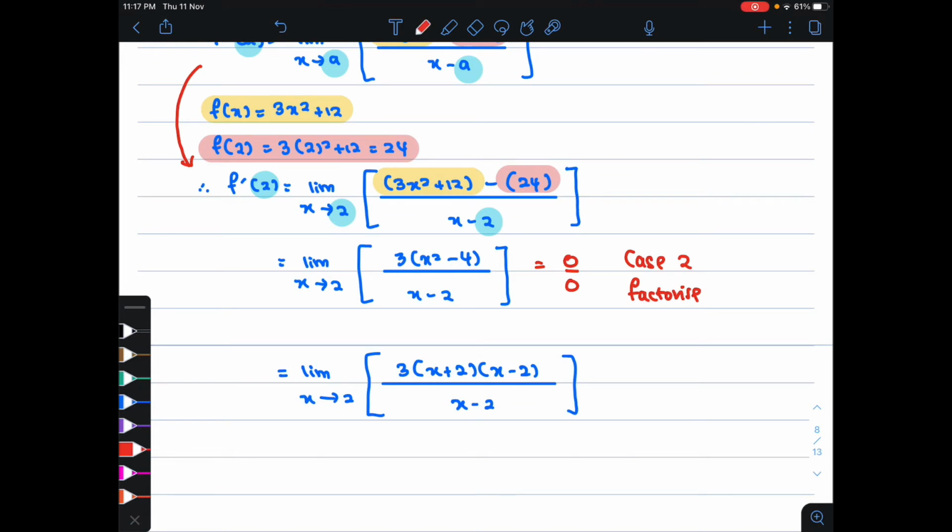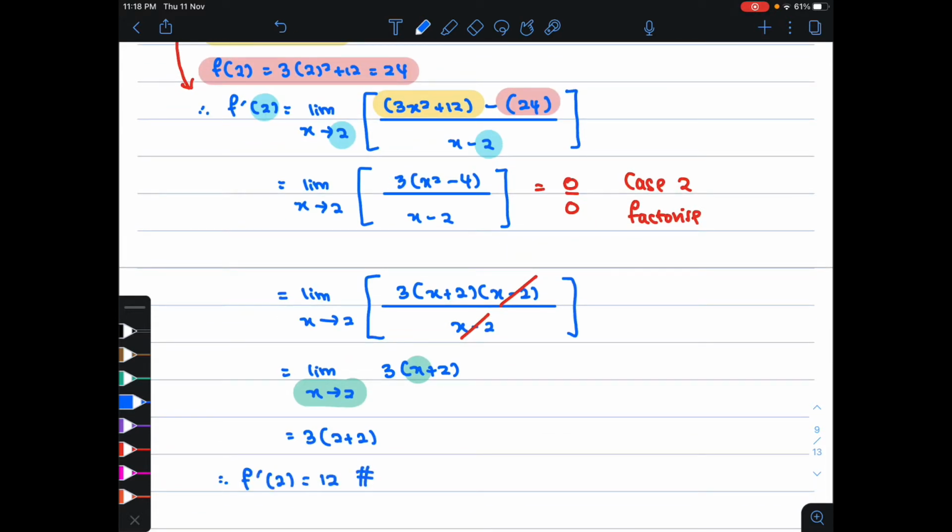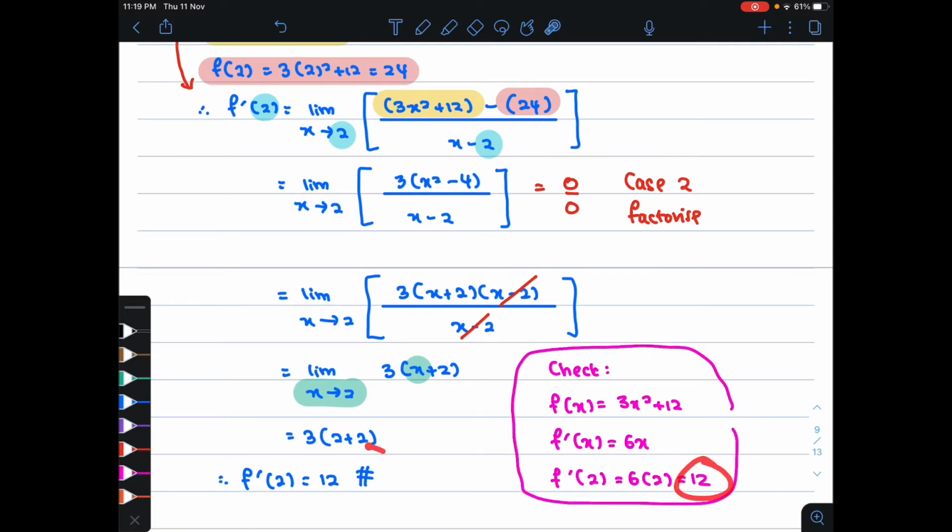So now you can see that you can cancel out x minus 2. And hence it is just 3 times (x plus 2). Substitute x equal to 2. And we will get f prime 2 equal to 12. Always check your answer. f(x) is 3x squared plus 12. f prime x is 6x. Therefore, what is f prime 2? This is 6 times 2, which is 12. Since they are the same, this means that this answer is correct.